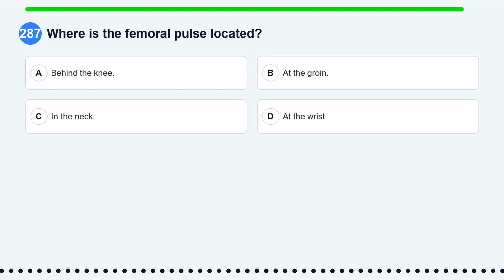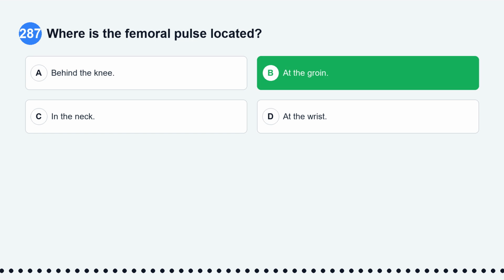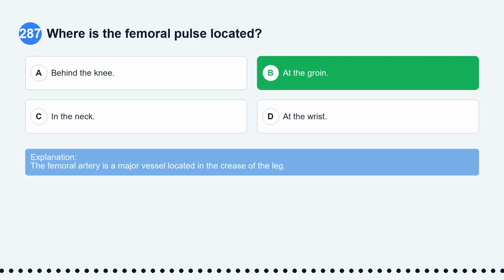Question 287. Where is the femoral pulse located? Option A, behind the knee. Option B, at the groin. Option C, in the neck. Option D, at the wrist. The correct answer is option B, at the groin. The femoral artery is a major vessel located in the crease of the leg.